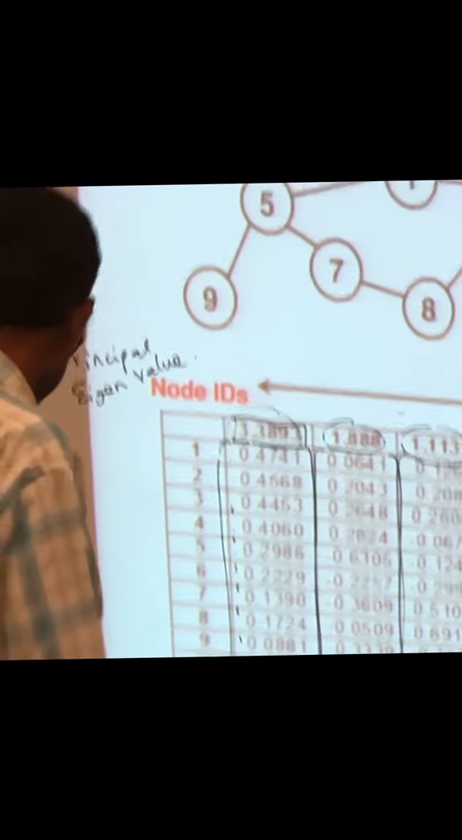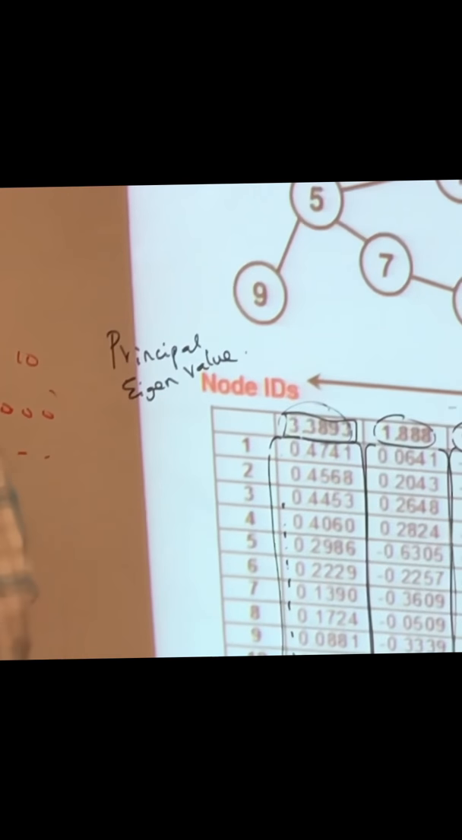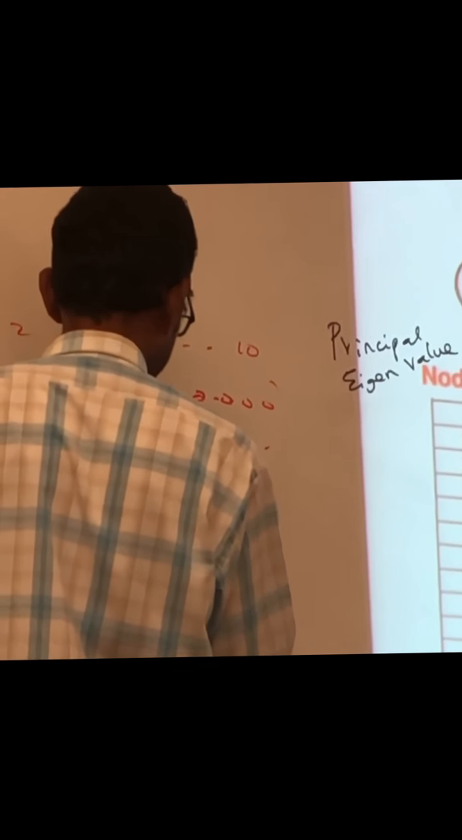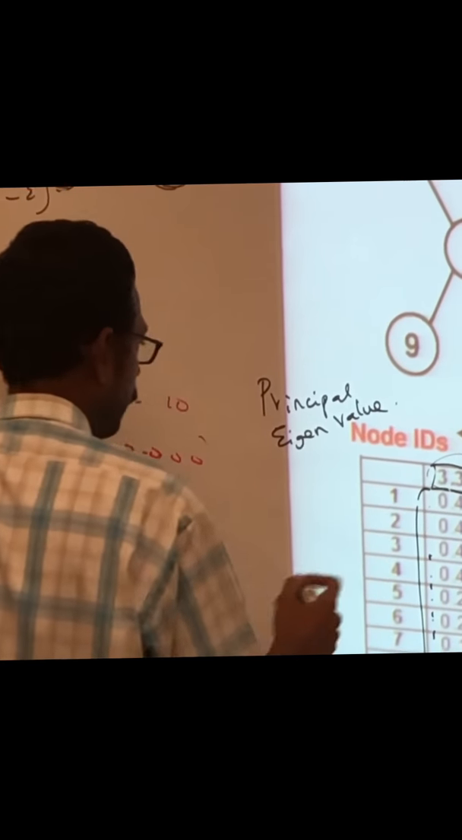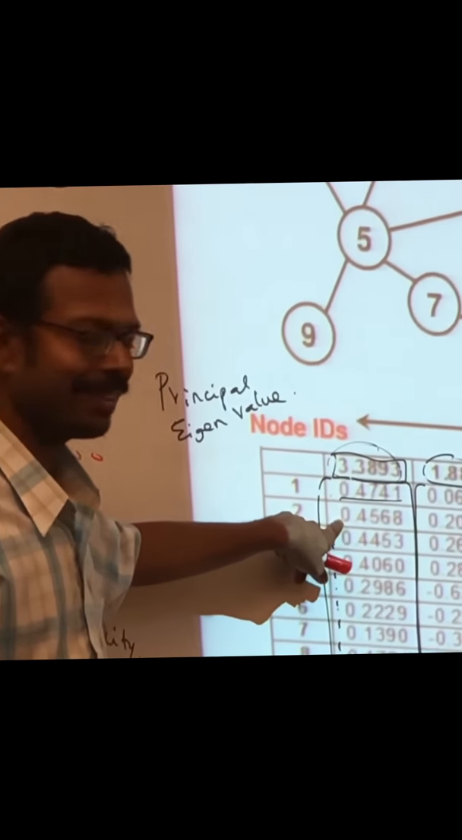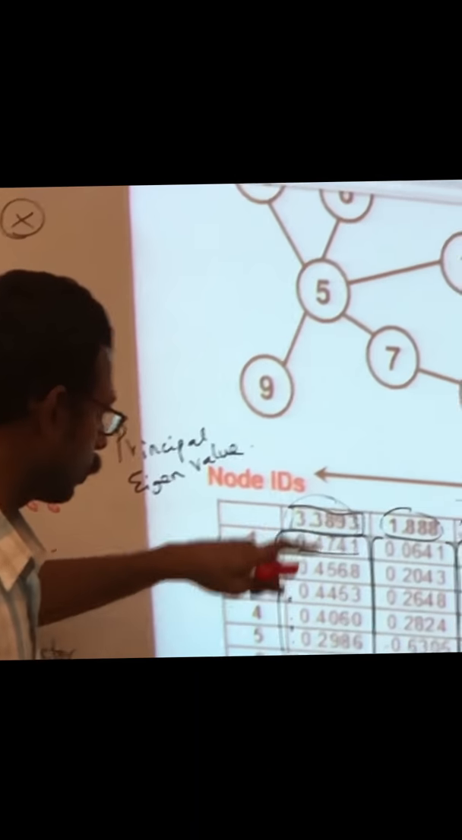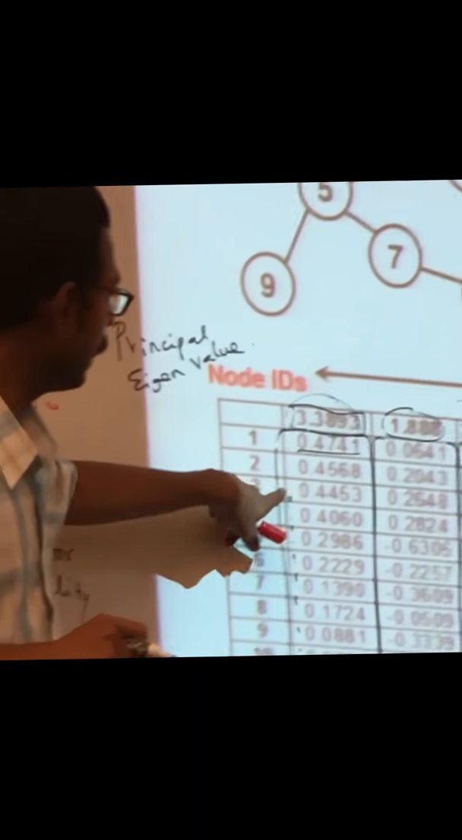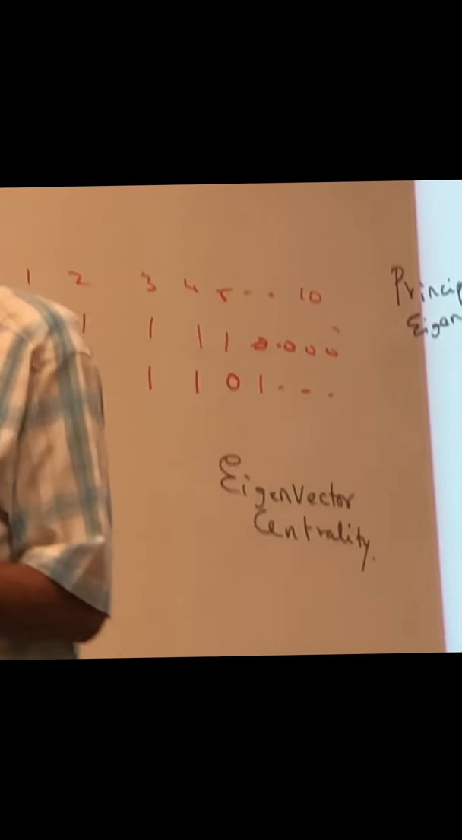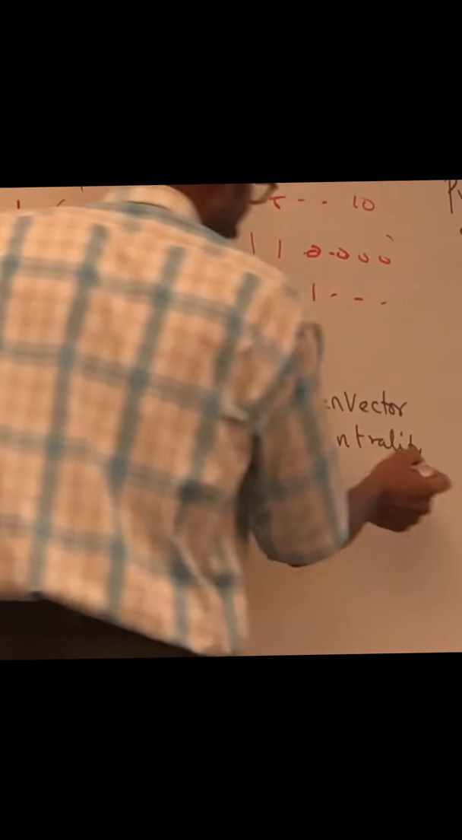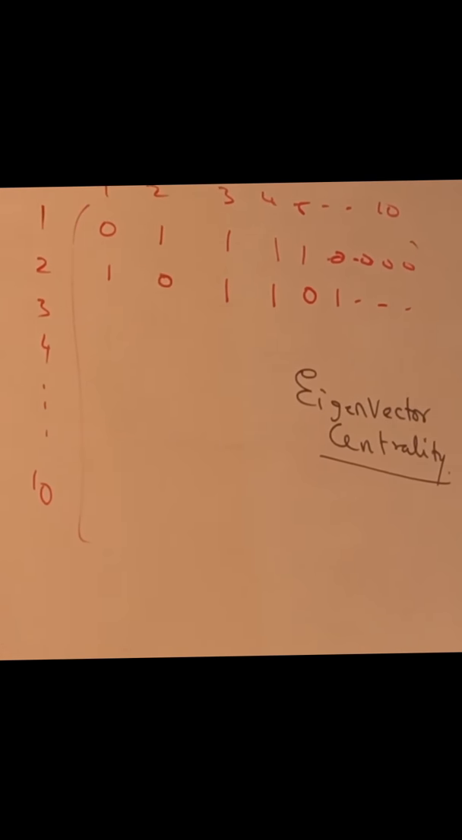The entries in the principal eigenvector are called the eigenvector centrality of the vertices. So this 0.4741 is the eigenvector centrality of vertex 1. 0.4568 is the eigenvector centrality of vertex 2. 0.4453 is the eigenvector centrality of vertex 3, and so on. Now what does eigenvector centrality mean? We'll see more details later also.